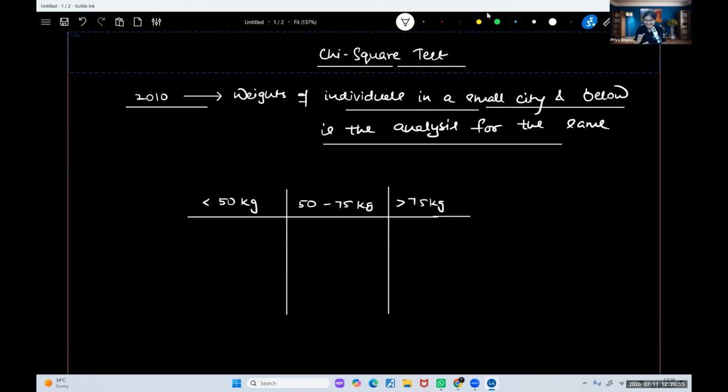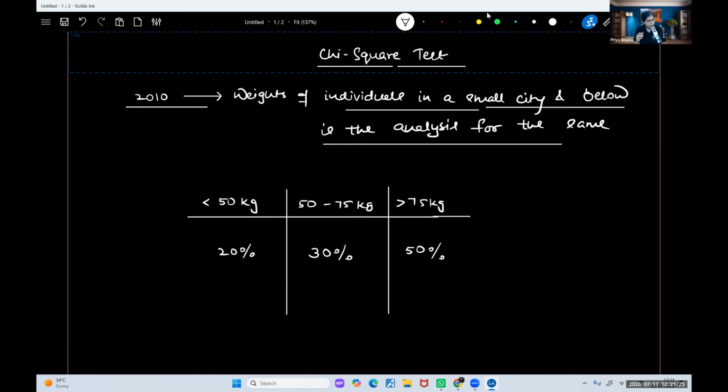We will be having 3 categories over here, and they have observed that in that city, almost 20% people were having a weight less than 50 kg. Almost 30% people will have a weight between 50 to 75 kg, and more than 75 kg weight people are almost 50%. This is the distribution.